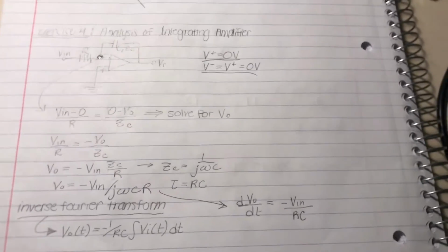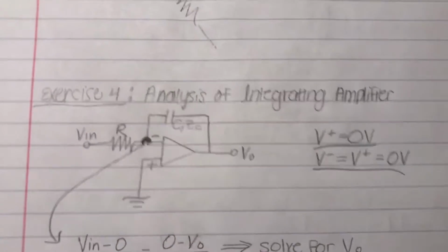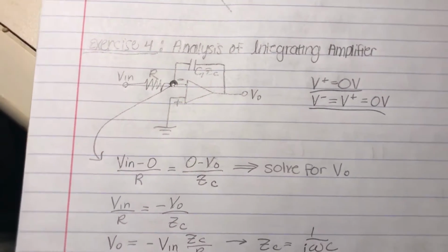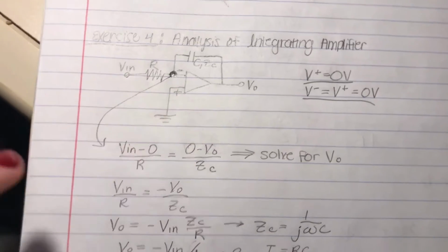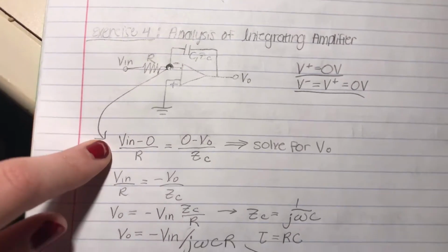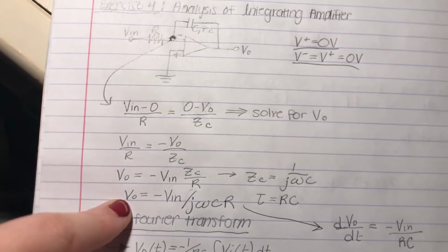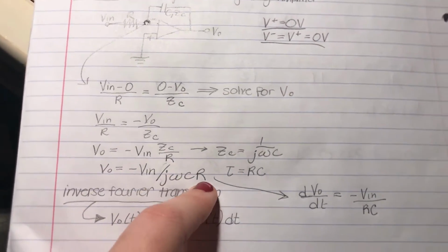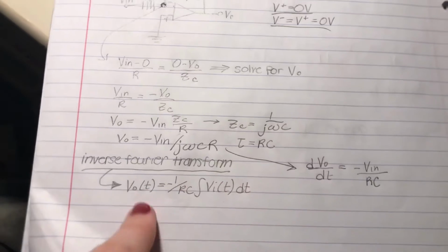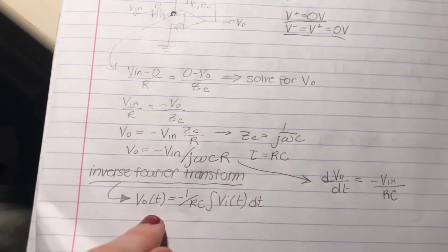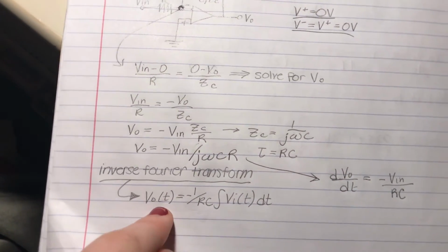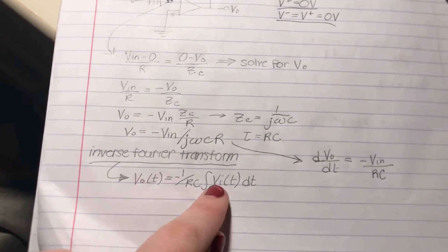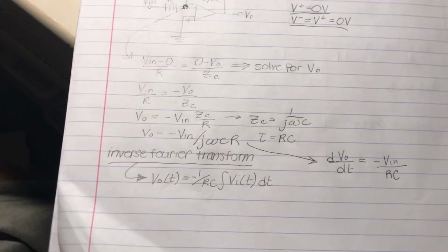So here's the analysis of the integrating amplifier. This is what it looks like, and basically you're going to do nodal analysis right here at V minus. So we know that V plus and V minus are equal, and V plus is 0. So going off of that and doing nodal analysis, you'll get ultimately that V out equals negative V in over the impedance of the capacitor times the resistance. So you'll have to do inverse Fourier transform to this, and you'll ultimately get that V out in terms of time is going to be -1 over RC, so -1 over tau, in the integral of the input voltage.